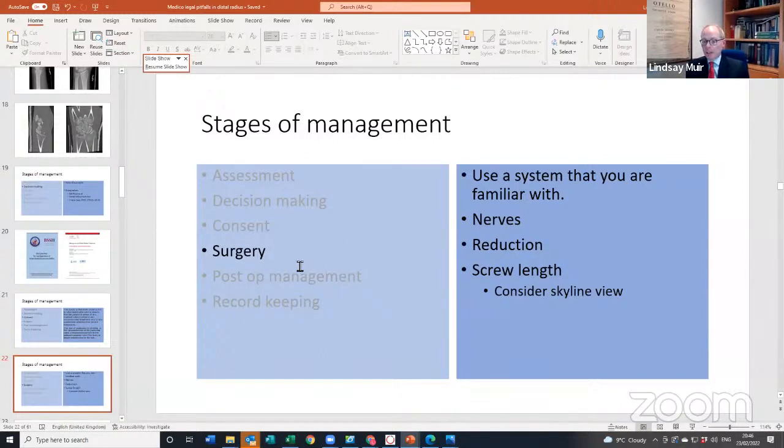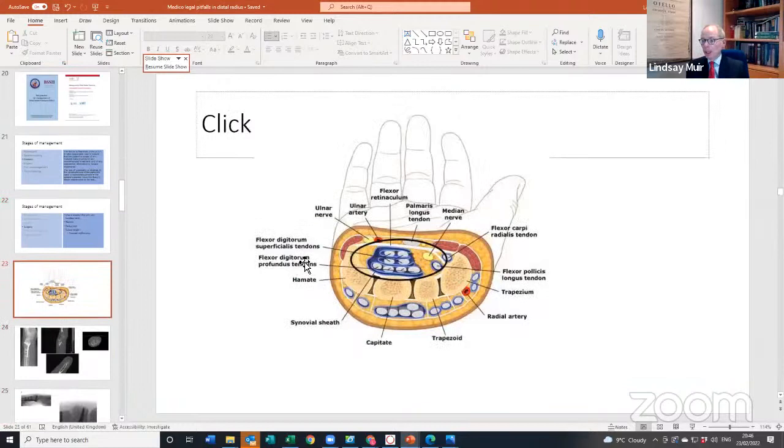Watch out for the nerves, try to reduce the fracture, and try to use appropriate screw lengths. And so let's look at some of those. Firstly, the nerves. If you dorsiflex the wrist to get a good exposure and put a load of retraction on, then the palmar cutaneous nerve is at risk. And remember that the next structure, when you retract the FCR and you're dissecting down the radial side, is the median nerve. So don't prime that.